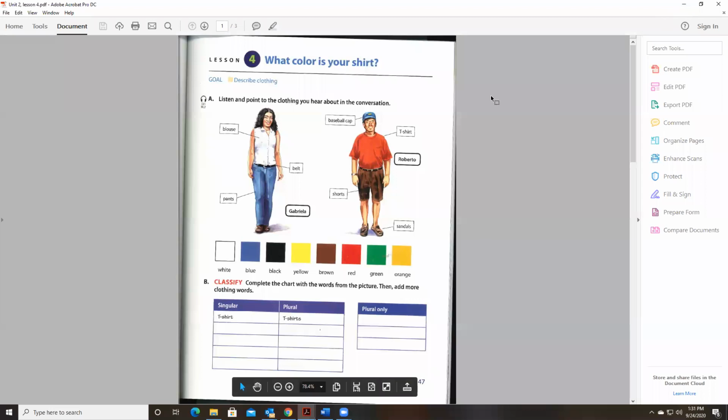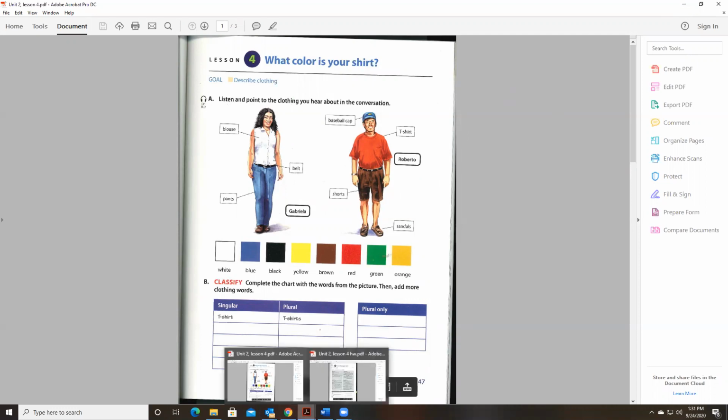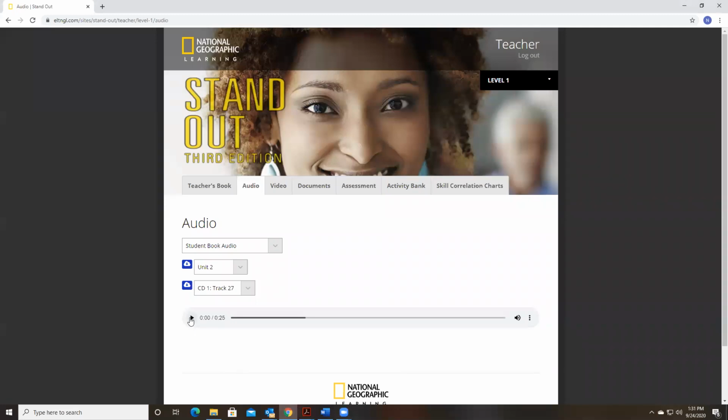All right. So your page should look something like this. Lesson 4, it's called What Color is Your Shirt? And yours should be in color as well. Okay, so first things first, it says A, listen and point to the clothing you hear about in the conversation. Okay, so I will point while the video is playing.